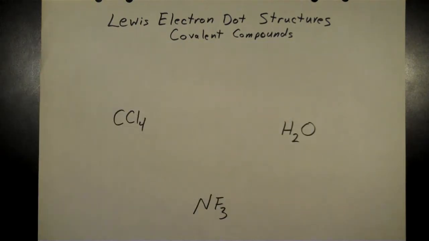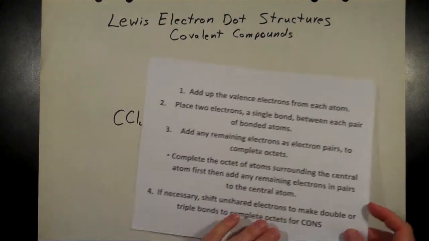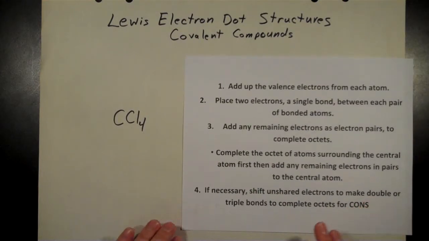Alright, so let's take a look at these four. These are very simple molecules here, but again, I like to start simple and then we'll work our way up from there. So let's start over here with this one, carbon tetrachloride. And again, the first thing we're going to do, put this off on the side here, is start by figuring out how many total valence electrons we have to work with.